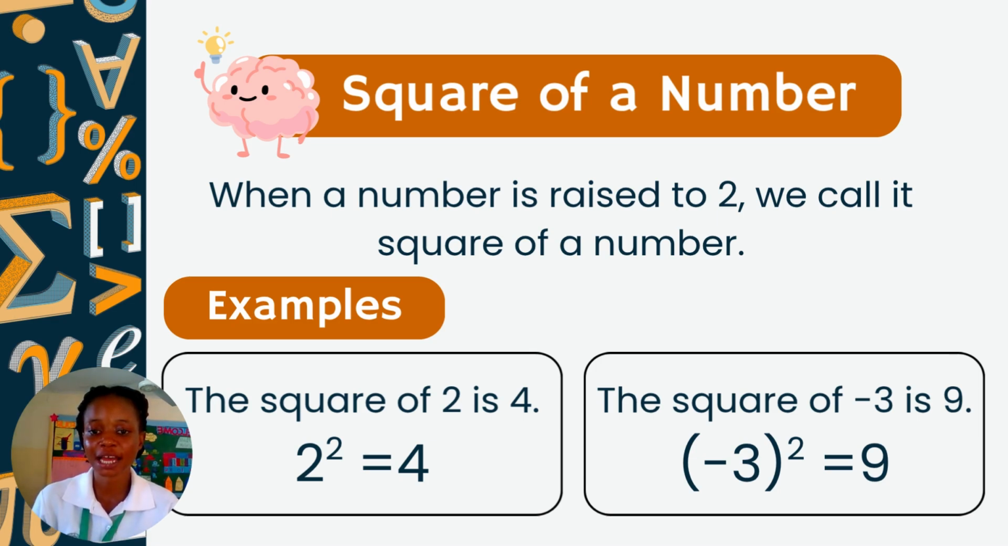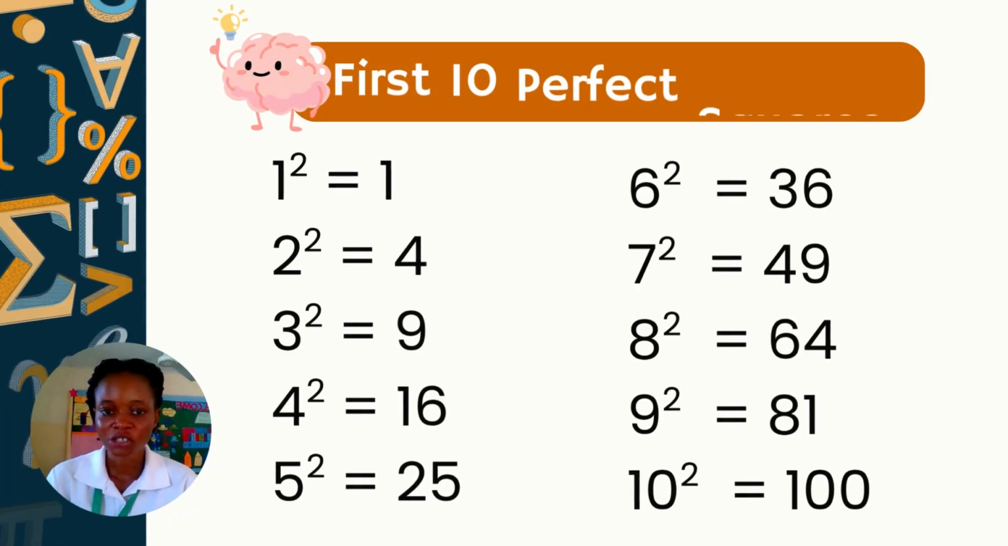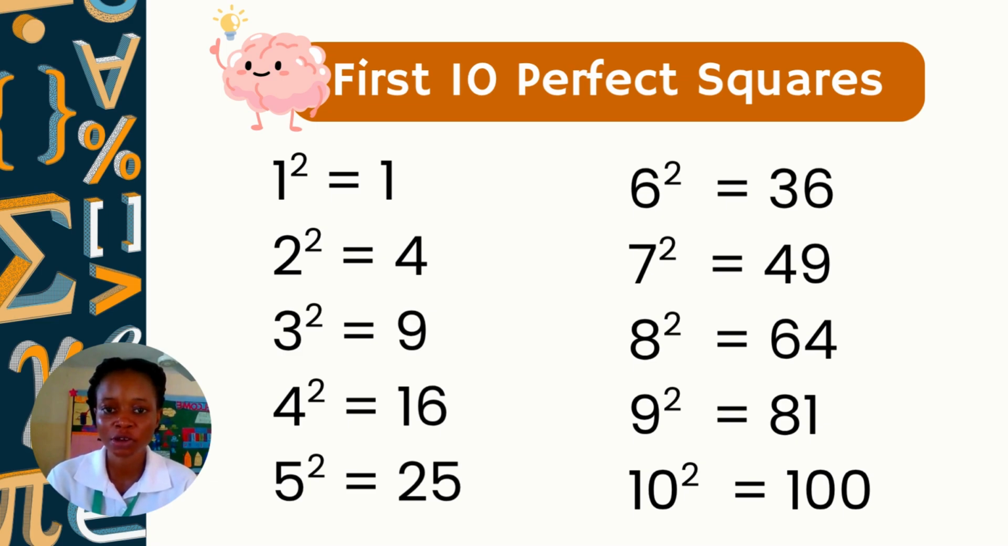The square of minus 3 is 9. The square of minus 3, that is minus 3 times minus 3, will give us 9. When a negative is multiplied by a negative, it gives us what? Positive. So 3 multiplied by 3 is 9. That's why our answer is positive 9 and not negative 9.